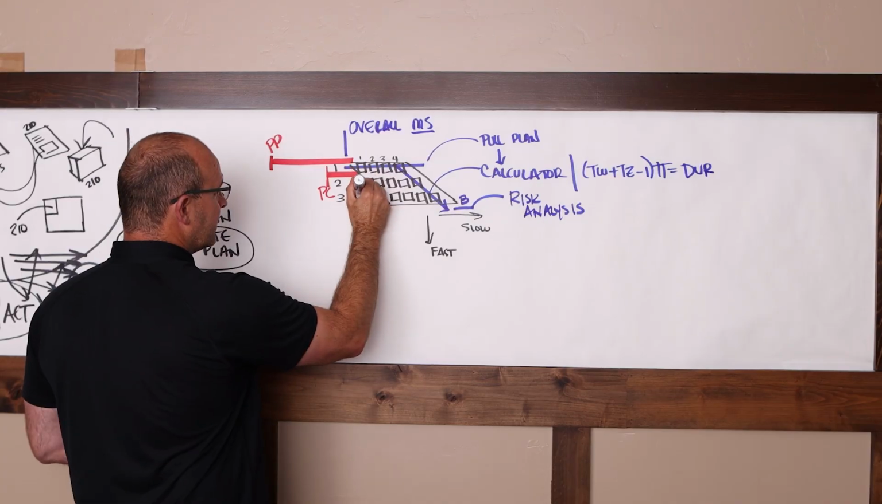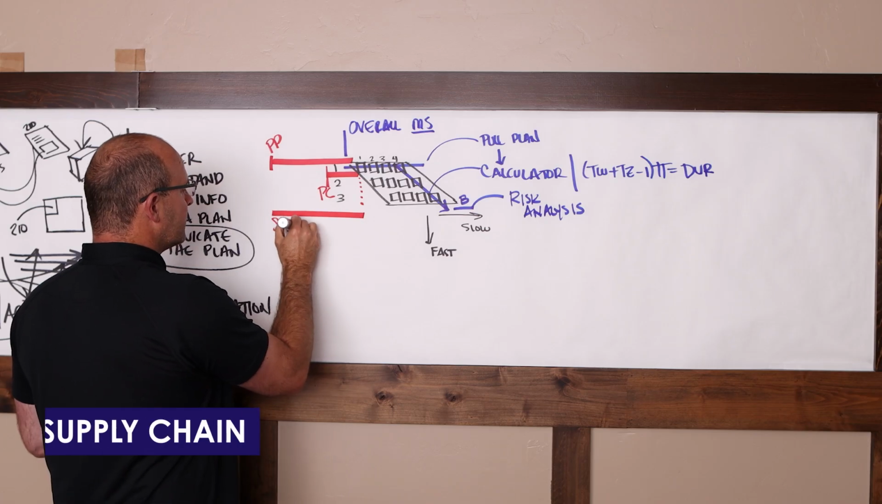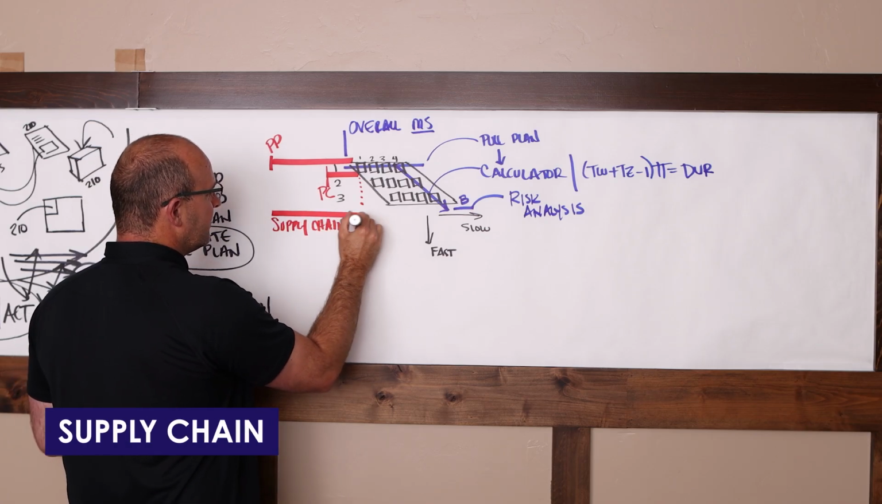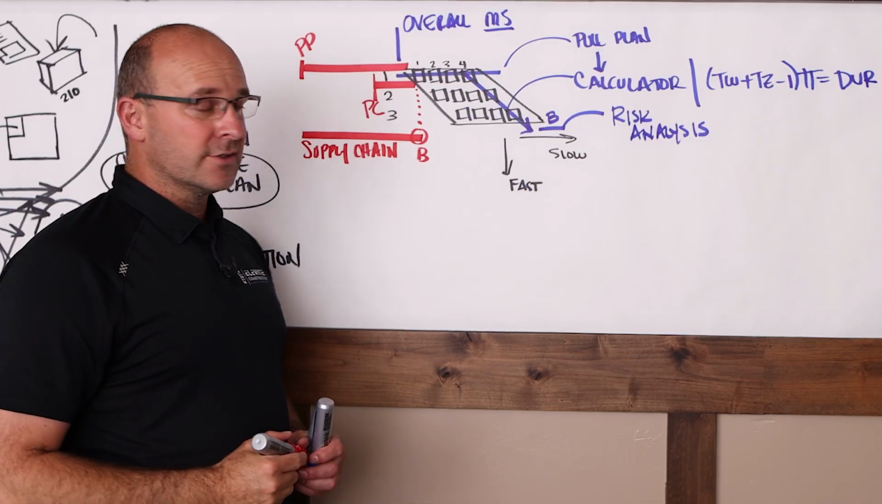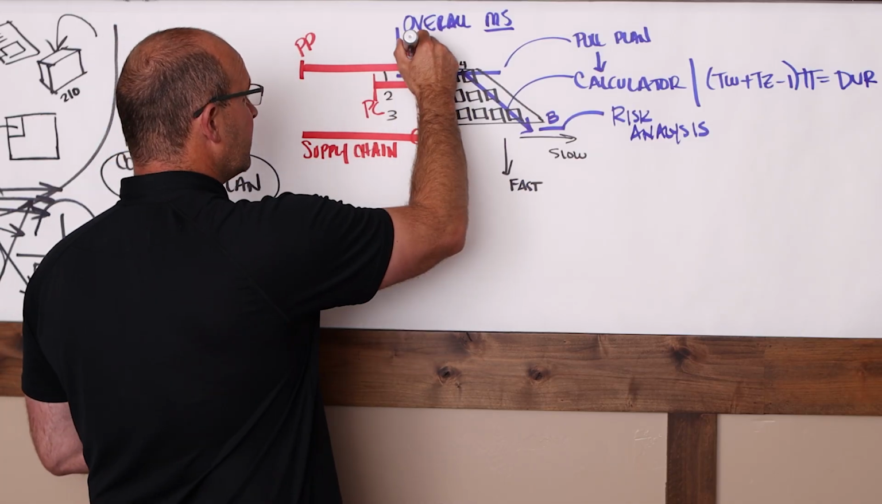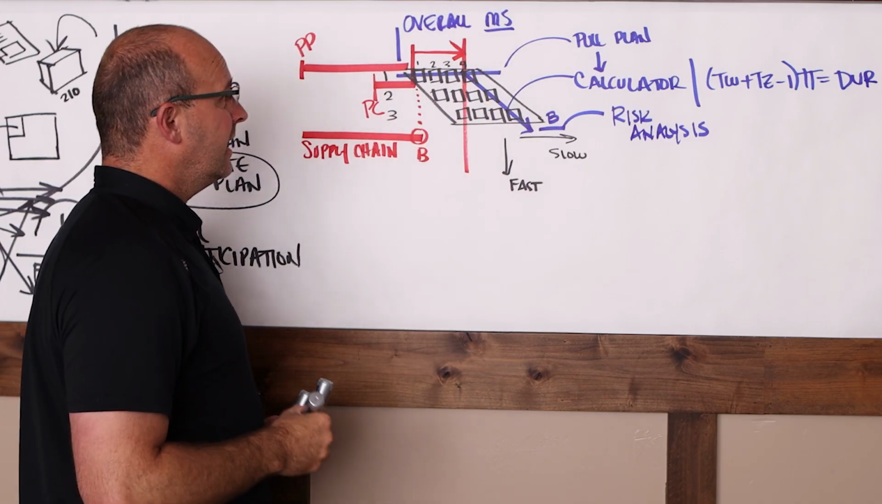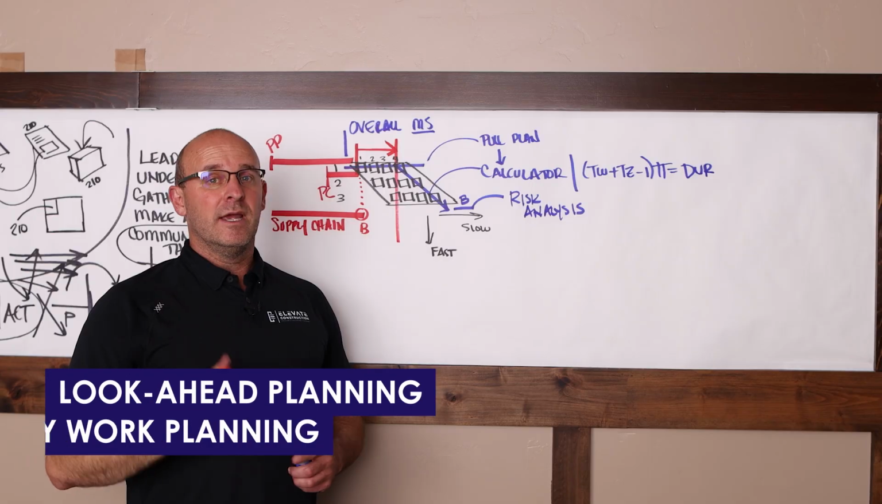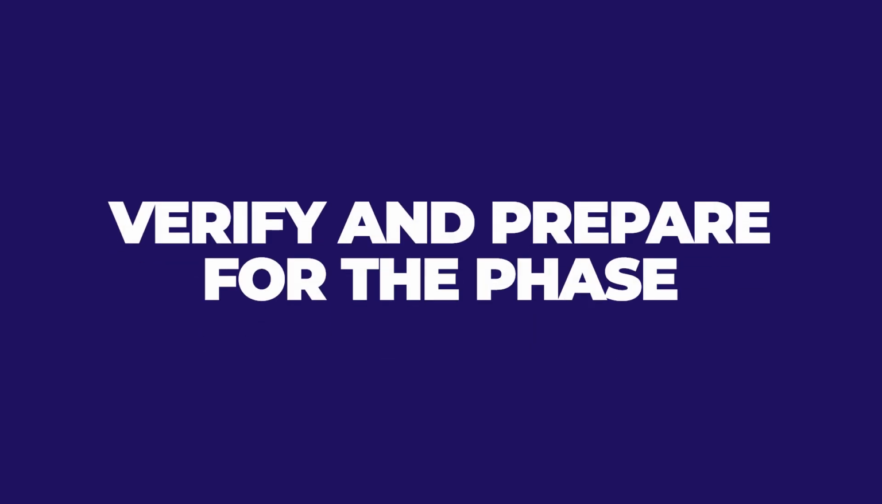And then let's just take the same activity. We need to, or get to, align our supply chain. And at the end of this, there should be a bit of a buffer in the supply chain so that we can queue up materials to align with it. And then the last thing that I want to say is when you're in the phase, we're always looking out 6 weeks ahead and a week ahead to do look-ahead planning and weekly work planning. So you'll see that this framework allows you to verify and prepare for the phase.